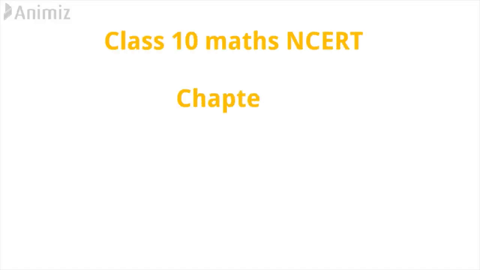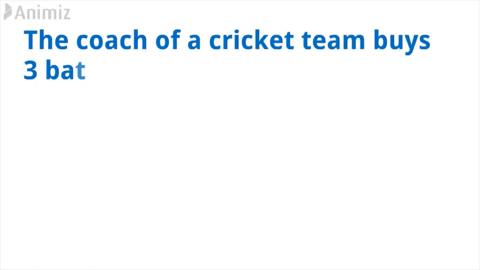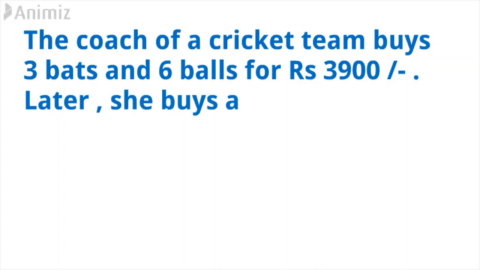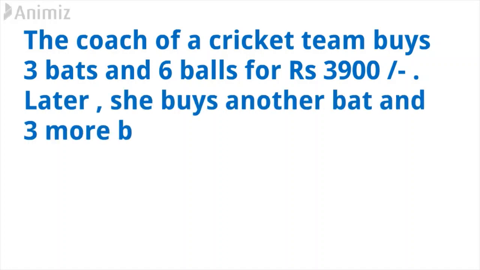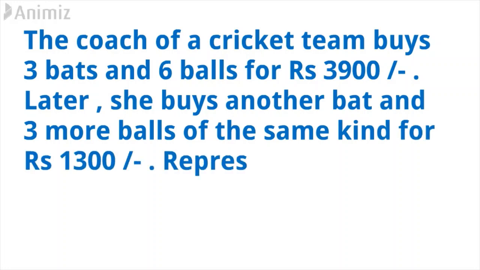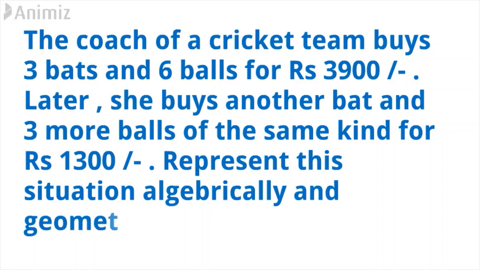Now let us move on to the question number 2 of exercise 3.1. I'll just read out the question. The coach of a cricket team buys 3 bats and 6 balls for rupees 3,900. Later she buys another bat and 3 more balls of the same kind for rupees 1,300. Represent this situation algebraically and geometrically.